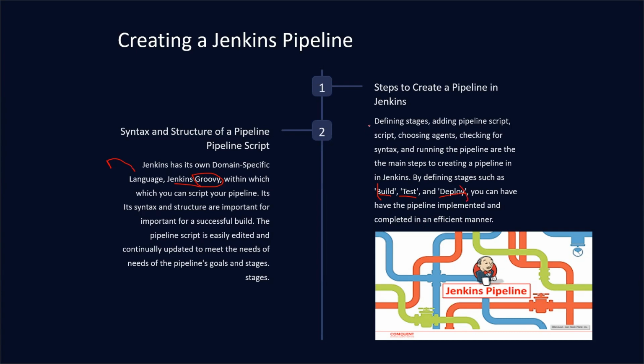So you have to define the stages, write the syntax accordingly, and define stages like if you have a build, if you have a Docker build, if you have a test, you have to deploy through Kubernetes, you have post build actions. All those stages you can define and write. This is the basic build, test, and deploy.